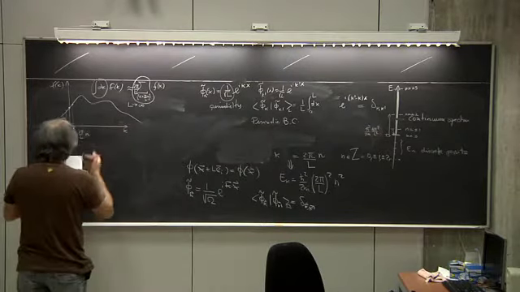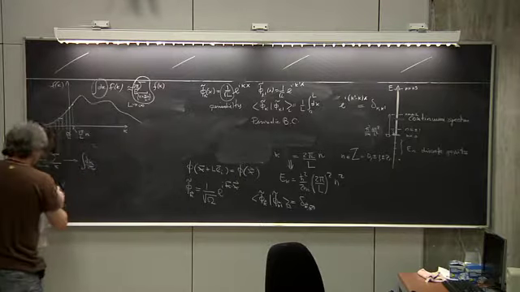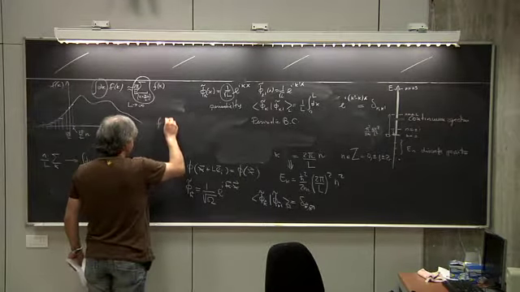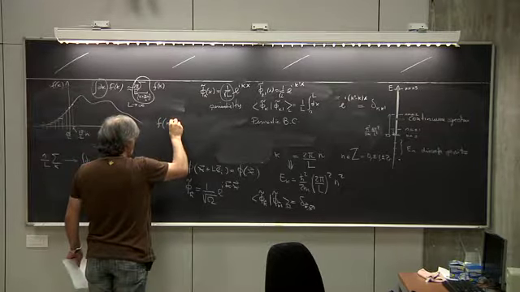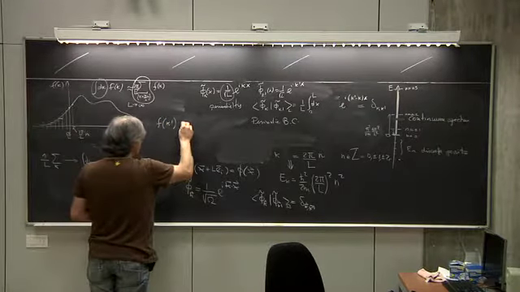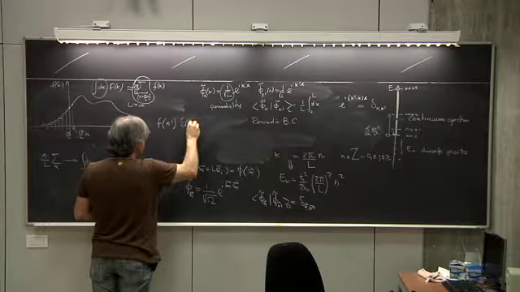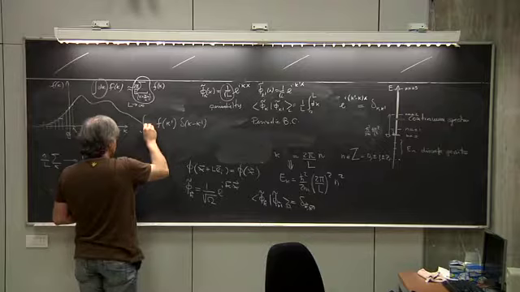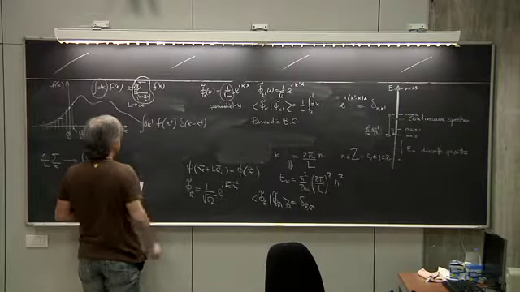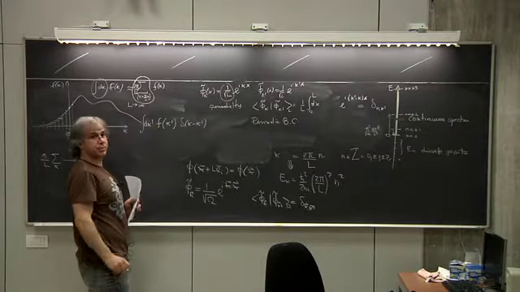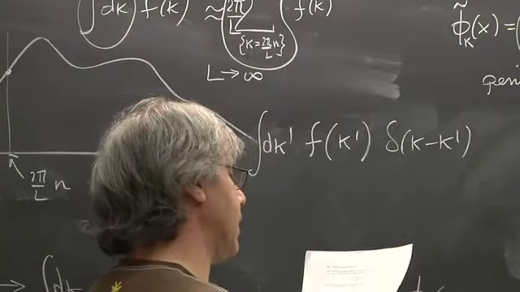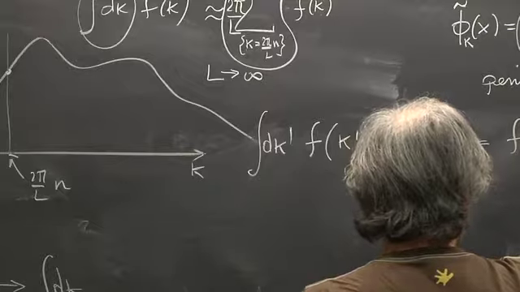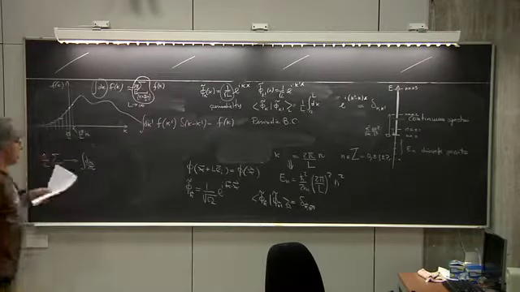If I have, for the Dirac delta, the thing is the following. If I have the integral of f of k prime times the Dirac delta of k minus k prime integrated over all k prime, you know what the result is by the definition of Dirac delta, right? This is equal to f of k. Very good.